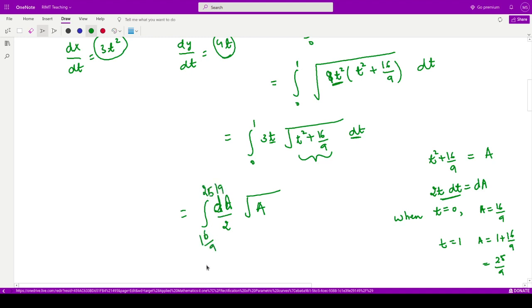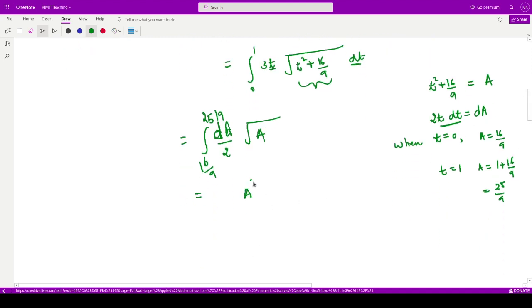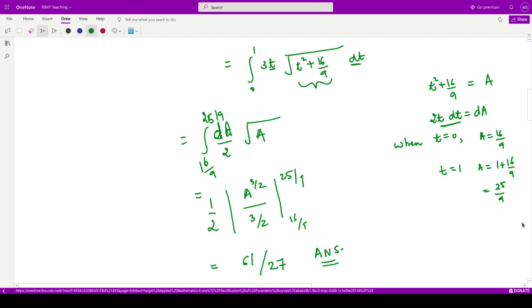So you can solve this integration, and the final answer would be a to the power 3 by 2 divided by 3 by 2, and 1 by 2 is outside, and you can substitute the limits 16 upon 9 to 25 upon 9. So the final answer is 61 divided by 27. So that is the length of this particular parametric curve.